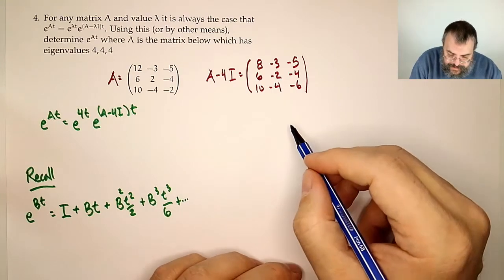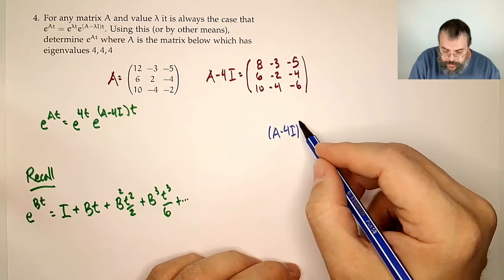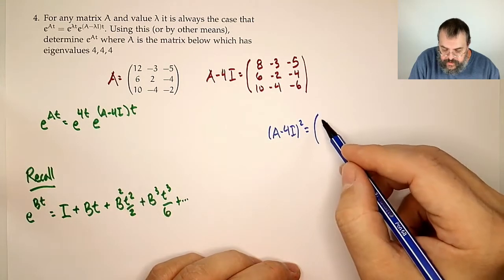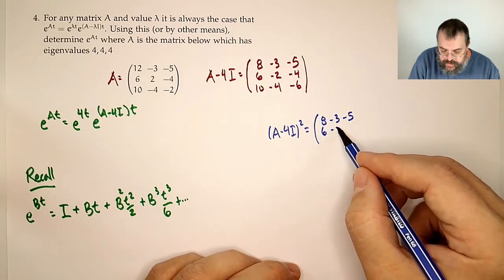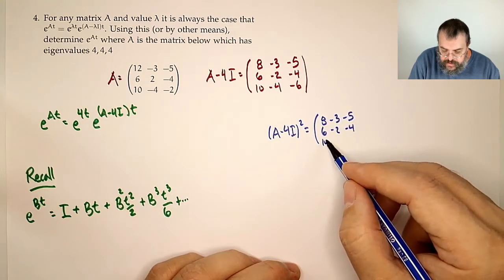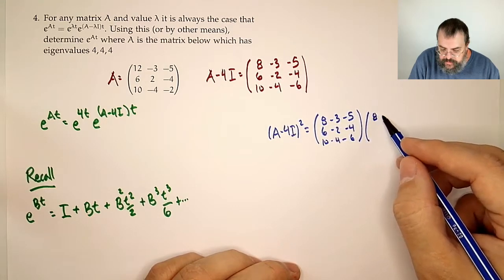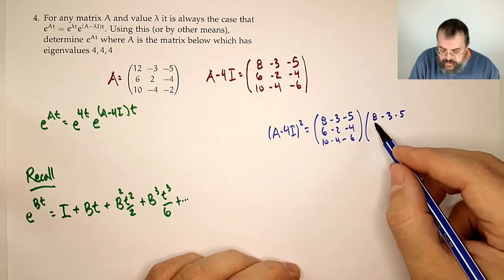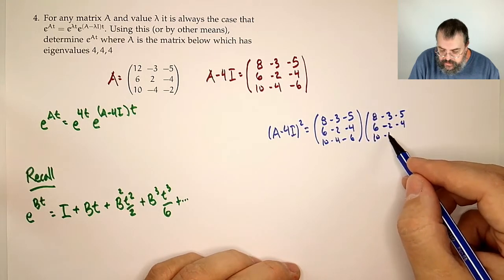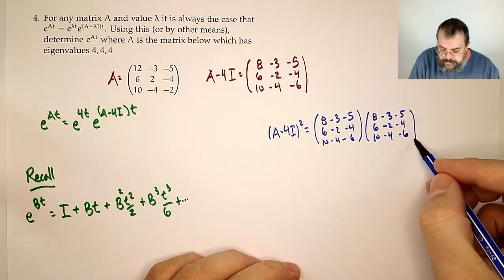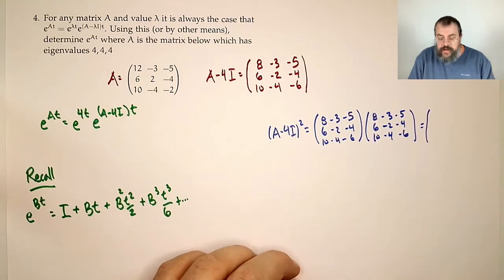Okay, so let's start with (A minus 4I) quantity squared. So 8, minus 3, minus 5, 6, minus 2, minus 4, 10, minus 4, minus 6, and 8, minus 3, minus 5, 6, minus 2, minus 4, and 10, minus 4, minus 6. All right. Well, now it's a matter of just being patient.